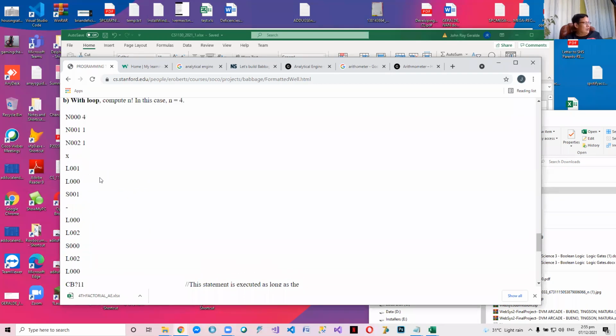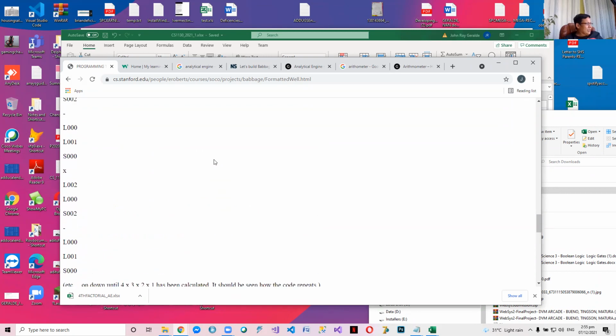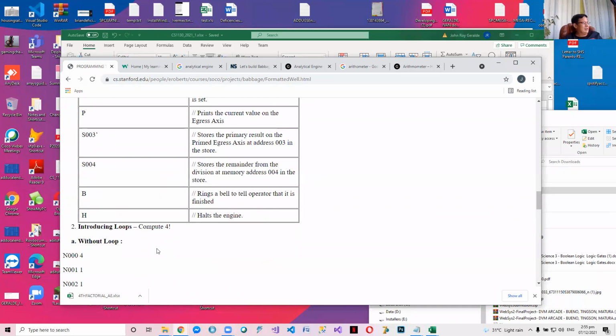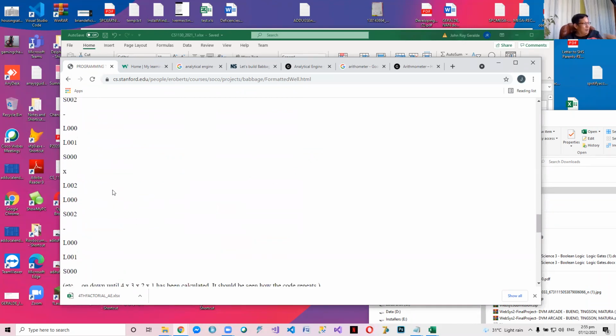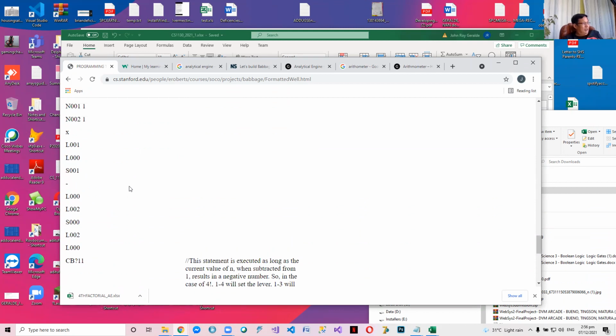This is shorter. So, it depends on what you put. If you put 4 here, this computes the 4th factorial. If you put 5 here, this computes the 5th factorial. Let's discuss this next meeting. Is this the factorial? Let me look at that. Oh, yes. This is the 4th factorial without a loop. This is a 4th factorial with a loop.